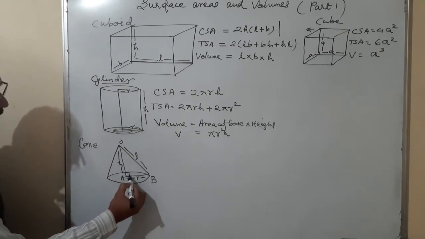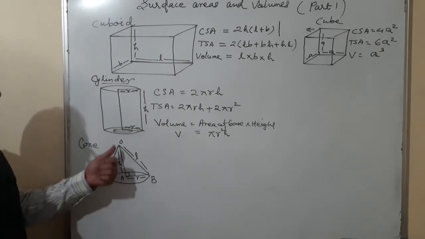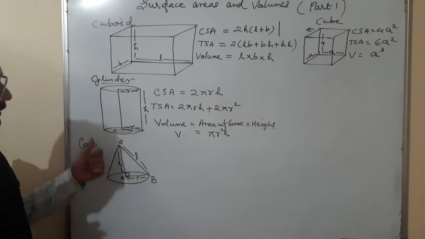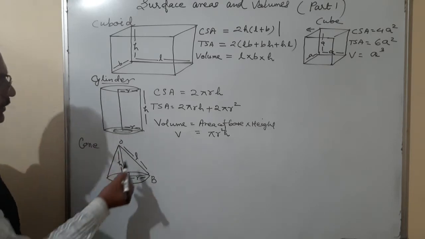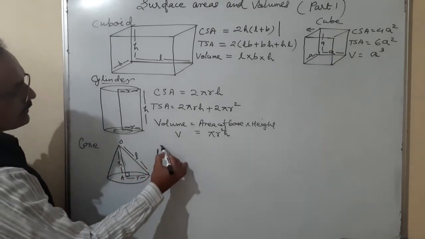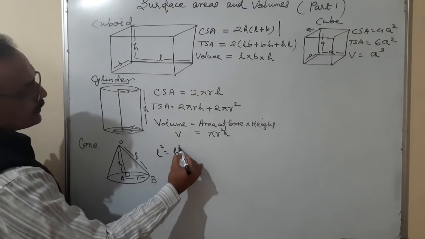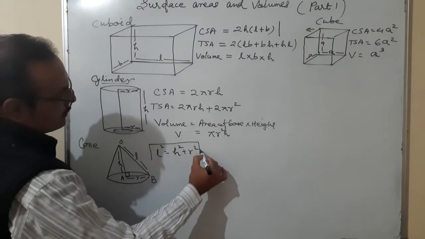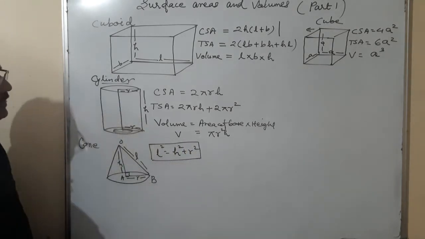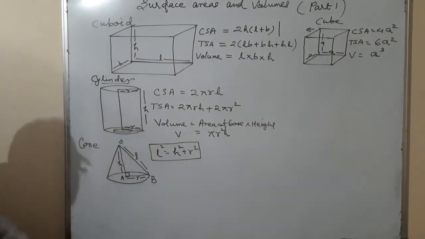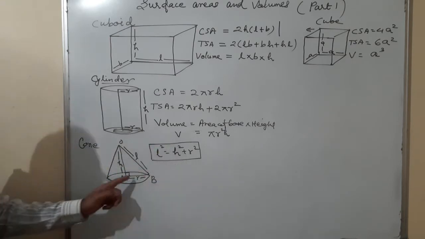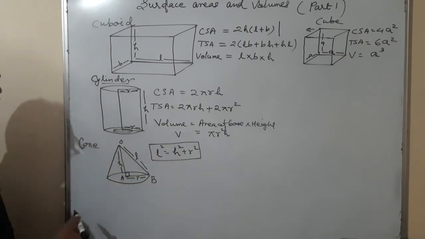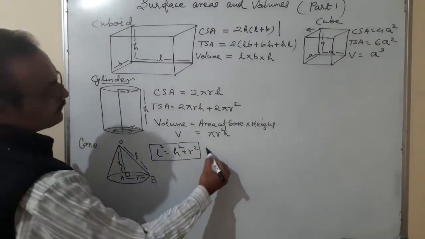Because this is a right circular cone, this angle is 90 degrees. OAB becomes a right-angled triangle, so using Pythagoras theorem, one relation is L square is equal to h square plus r square. That is a relation among the three sides: h, L and r, the slant height, the plane height and the radius. Now we are going to find the CSA, TSA and volume.